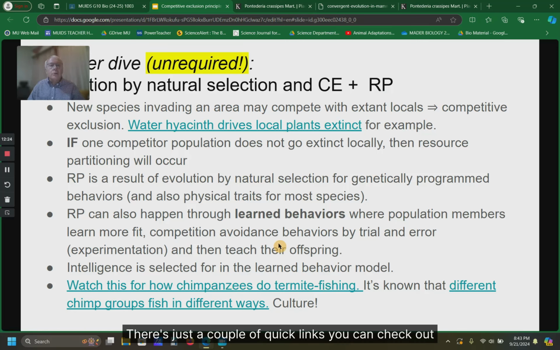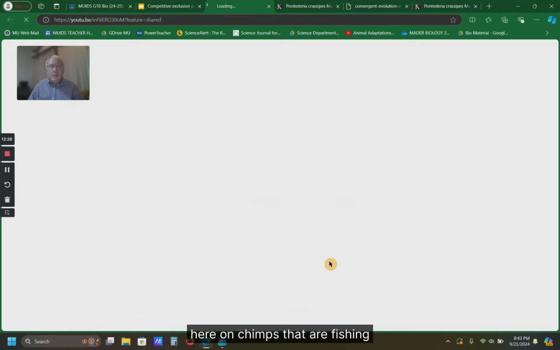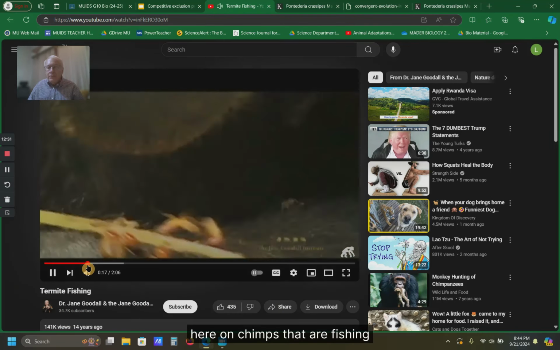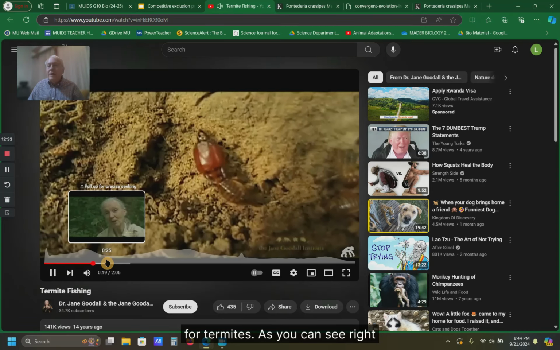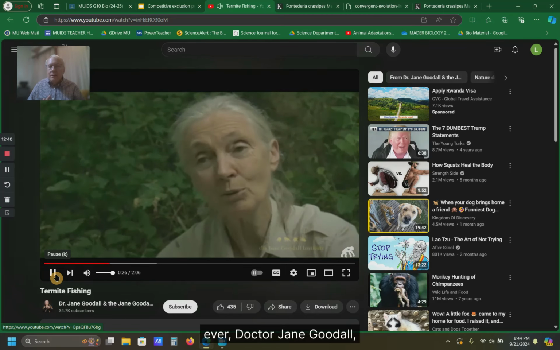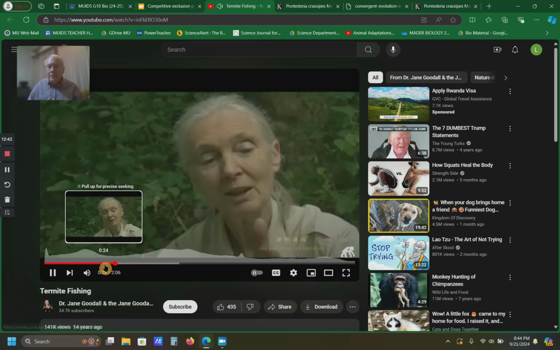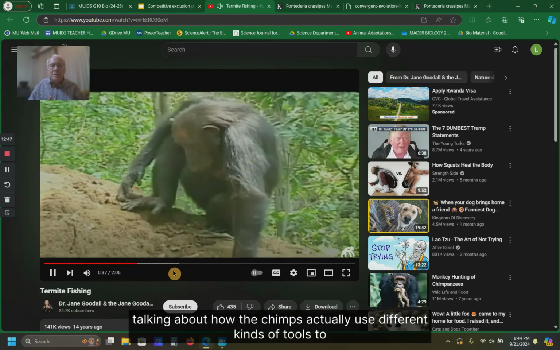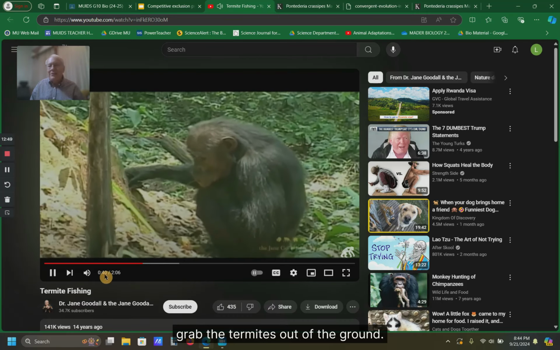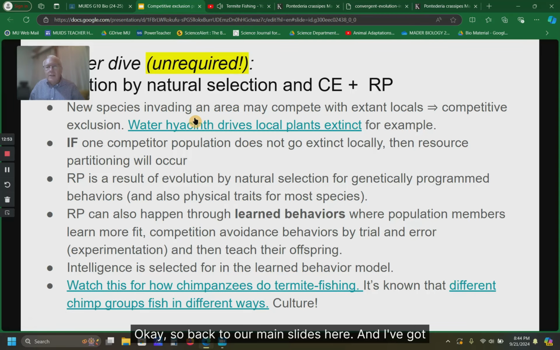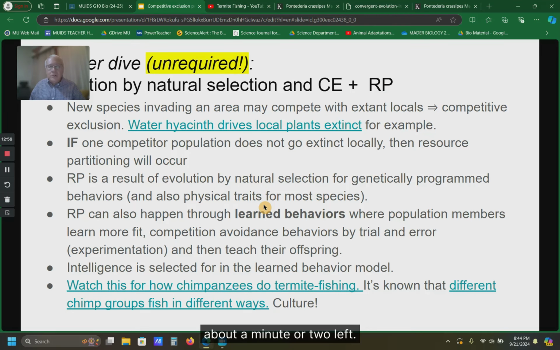There are a couple of quick links you can check out here on chimps that are fishing for termites, as you can see right here. This is one of the most famous biologists ever, Dr. Jane Goodall, talking about how the chimps use different kinds of tools to grab the termites out of the ground. Okay, so back to our main slides here, and I've got about a minute or two left.